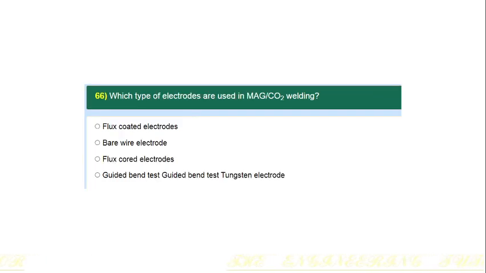Which type of electrode is used, again, in MAG, metal active gas, or CO2 welding? One option is a flux coated arc electrode; that is, the electrode will be coated with flux. Bare electrode is simply a wire. Then flux coated electrode: the outer surface will be flux, with metal inside. Then a coated thoriated tungsten electrode. So the correct option is that for MAG and CO2 welding we will be using the bare electrode.